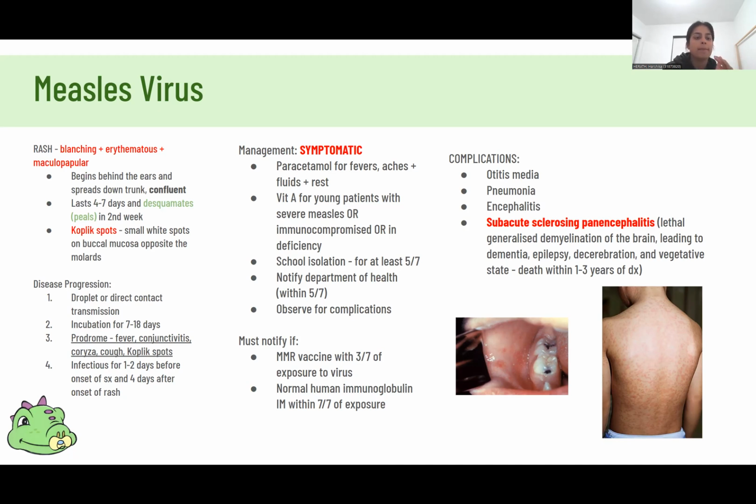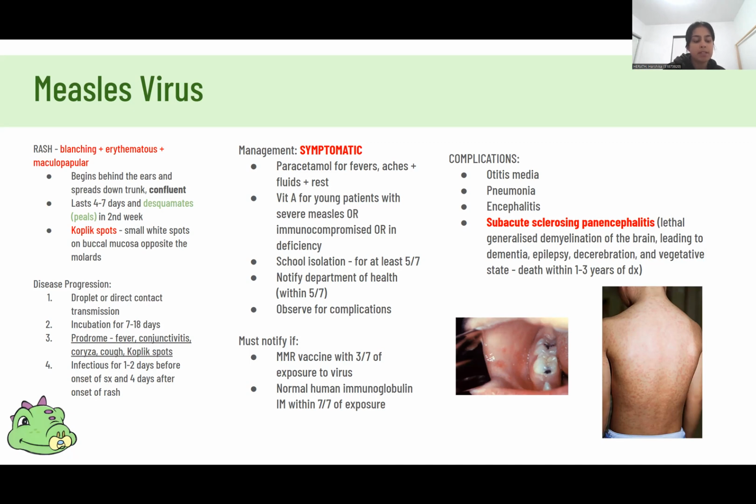It's important to note that the incubation for measles is about 1 to 2 weeks, and then people are infectious from a couple of days before the onset of symptoms, and then for about 4 days after the onset of the rash. So there is a prodrome of symptoms, including the Koplik spots. Management is largely symptomatic. So manage the fever, the aches and pains, make sure they're well hydrated, make sure the patient's well rested. There is a requirement for school isolation for at least 5 days, and the Department of Health needs to be notified within 5 days.